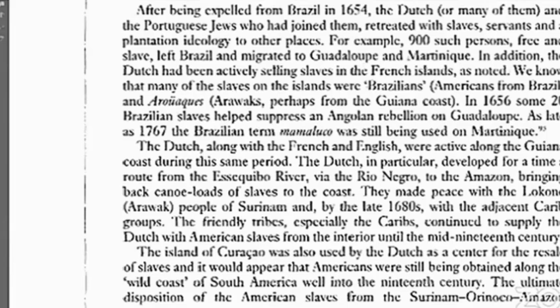We know that many of the slaves on the islands were Brazilians, not Africans. Americans from Brazil and Arawaks, perhaps from the Guyana coast, Guyana, in South America. In 1656, some 20 Brazilian slaves helped suppress an Angolan rebellion on Guadeloupe. As late as 1767, the Brazilian term Mamaluco was still being used on Martinique.